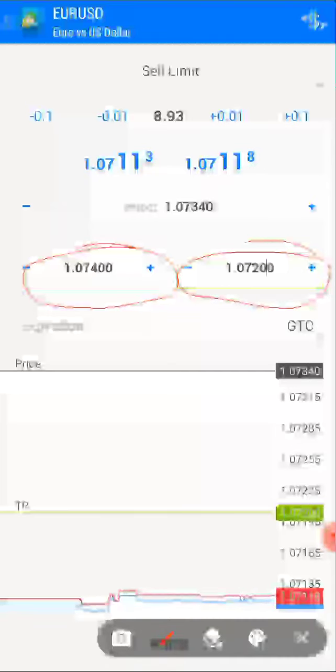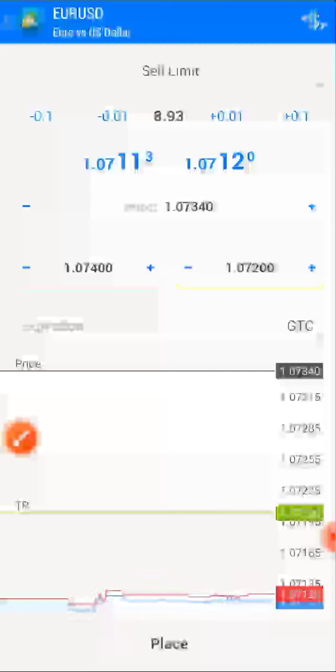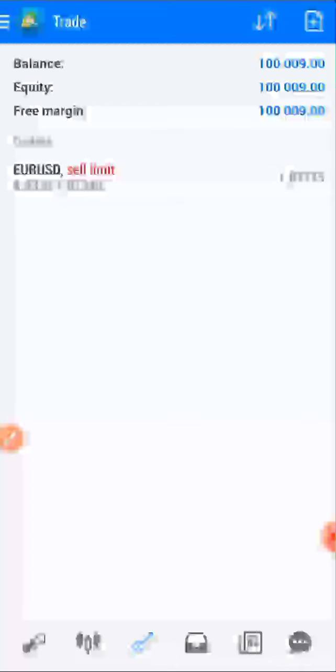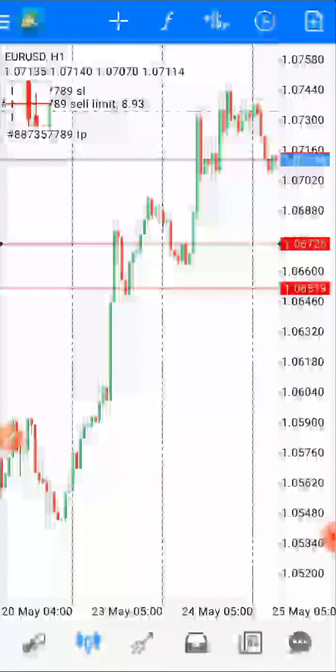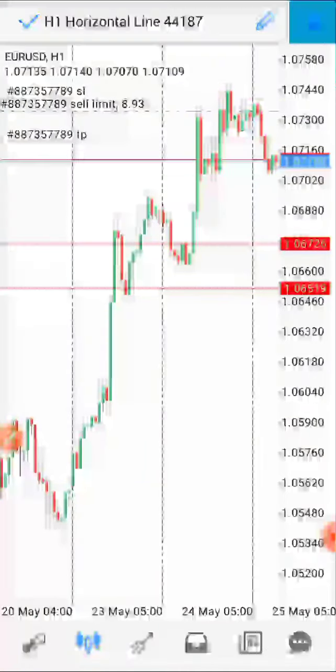So now let us place. As you can see down here, I have place. So I click on place. I've placed the trade now, so when the price gets to that level, it triggers me, and then you can see the take profit level, you can see the stop loss level, everything in place. So that's just it. Let me delete this from my charts.